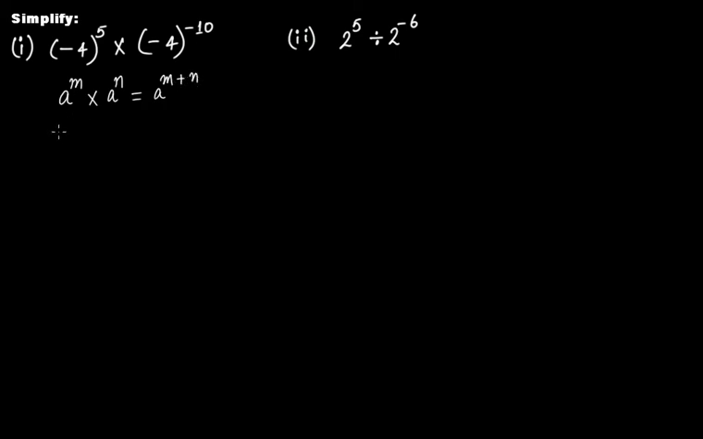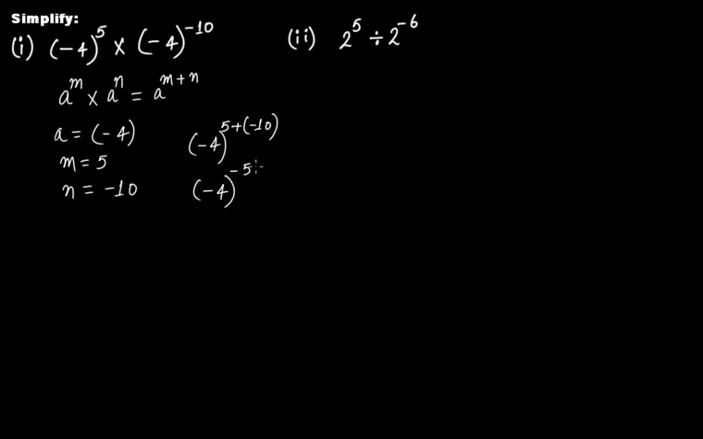So in this case, our a is minus 4 and our m is 5 and n is minus 10, right? This is a and this is a also. So using this law, this is minus 4 raised to the power of m plus n, that is minus 4 raised to the power of minus 5.